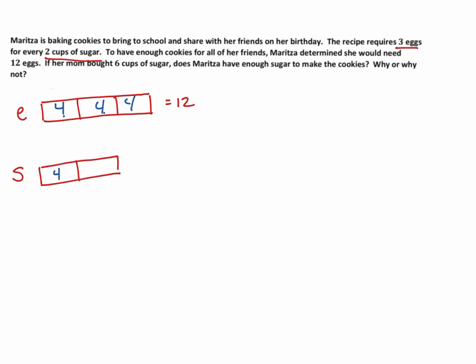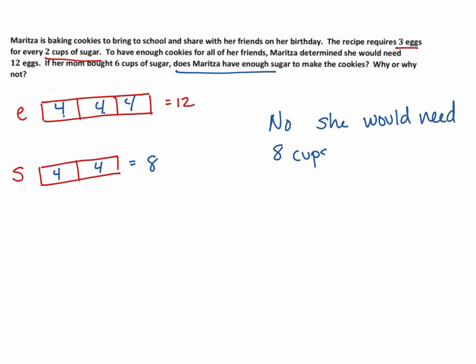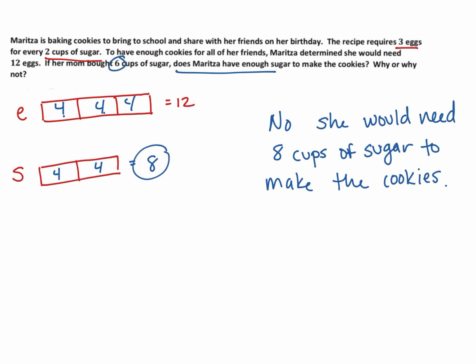So then she would need 8 cups of sugar for the recipe. So does she have enough? No. She would need 8 cups of sugar to make the cookies. She's too short. She has 6. If she had 2 more, that would give us 8.